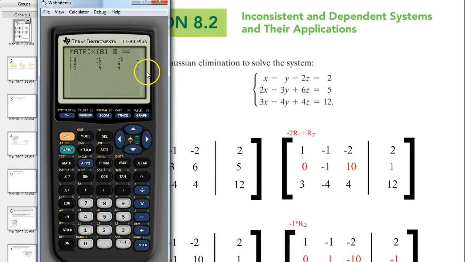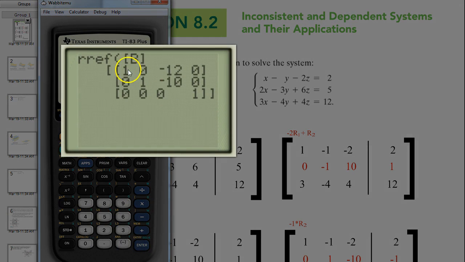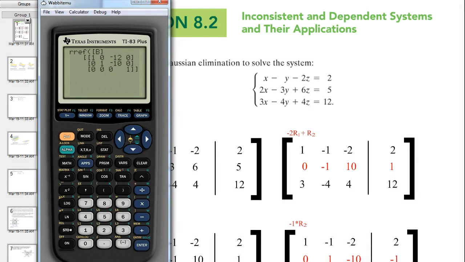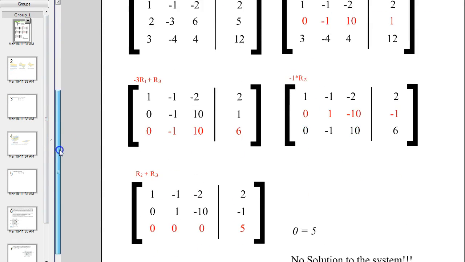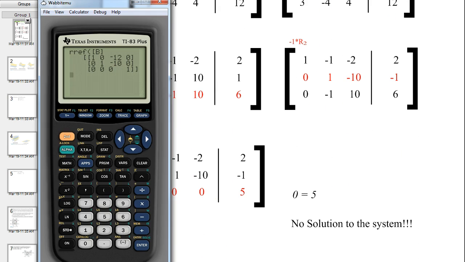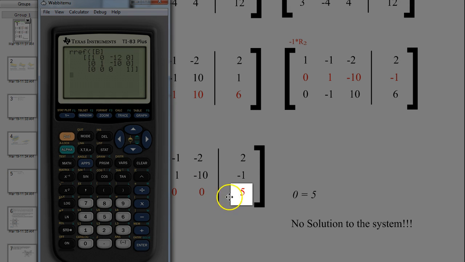Alright, so I've got our matrix built. I'm going to go back to the main menu. I'm going to RREF the matrix that I built. And there is the row of zeros right there. 0, 0, 0, 1. So once again, instead of leaving whatever number it has there at that point, it divides in its process and gets a 1 there. And then it zeroes out above it as well.